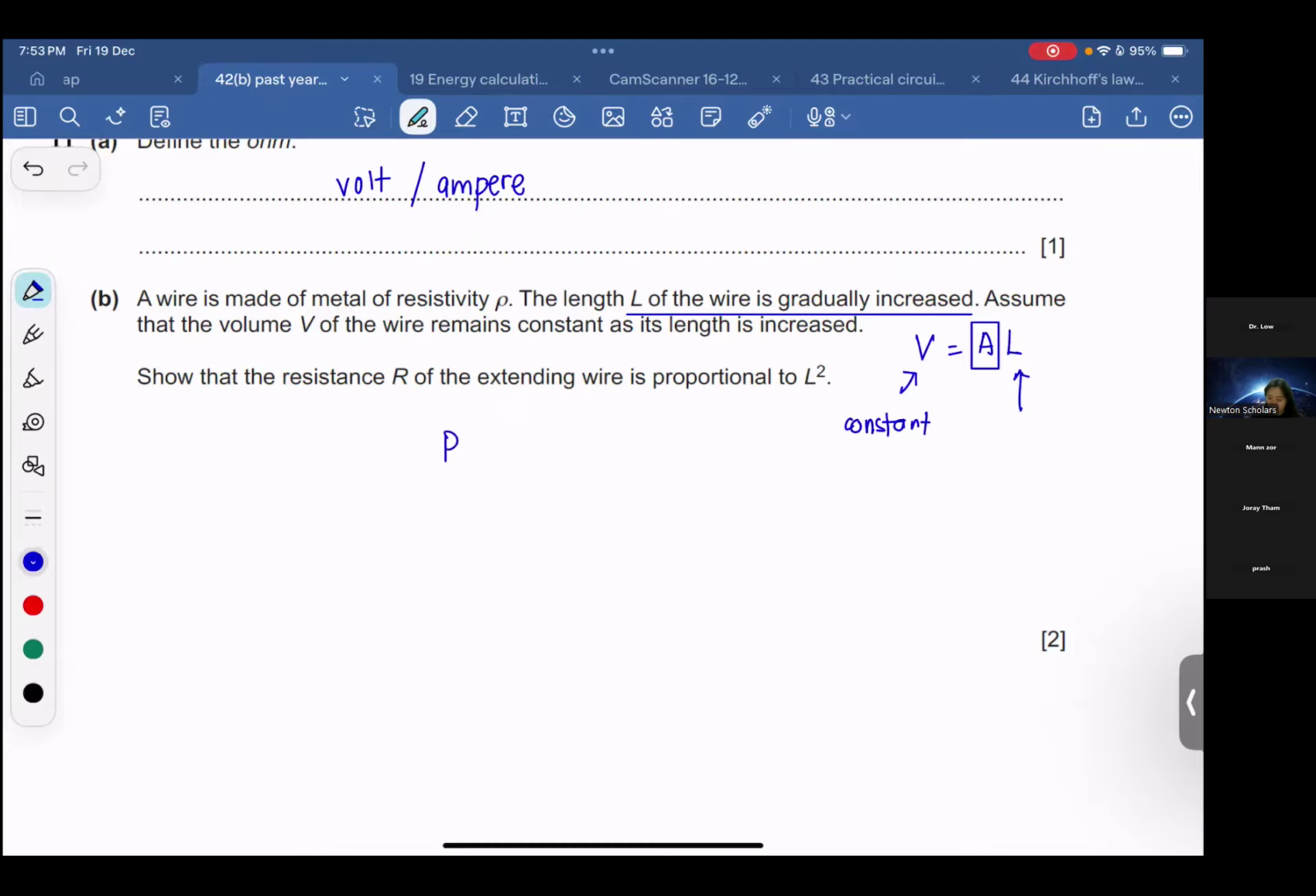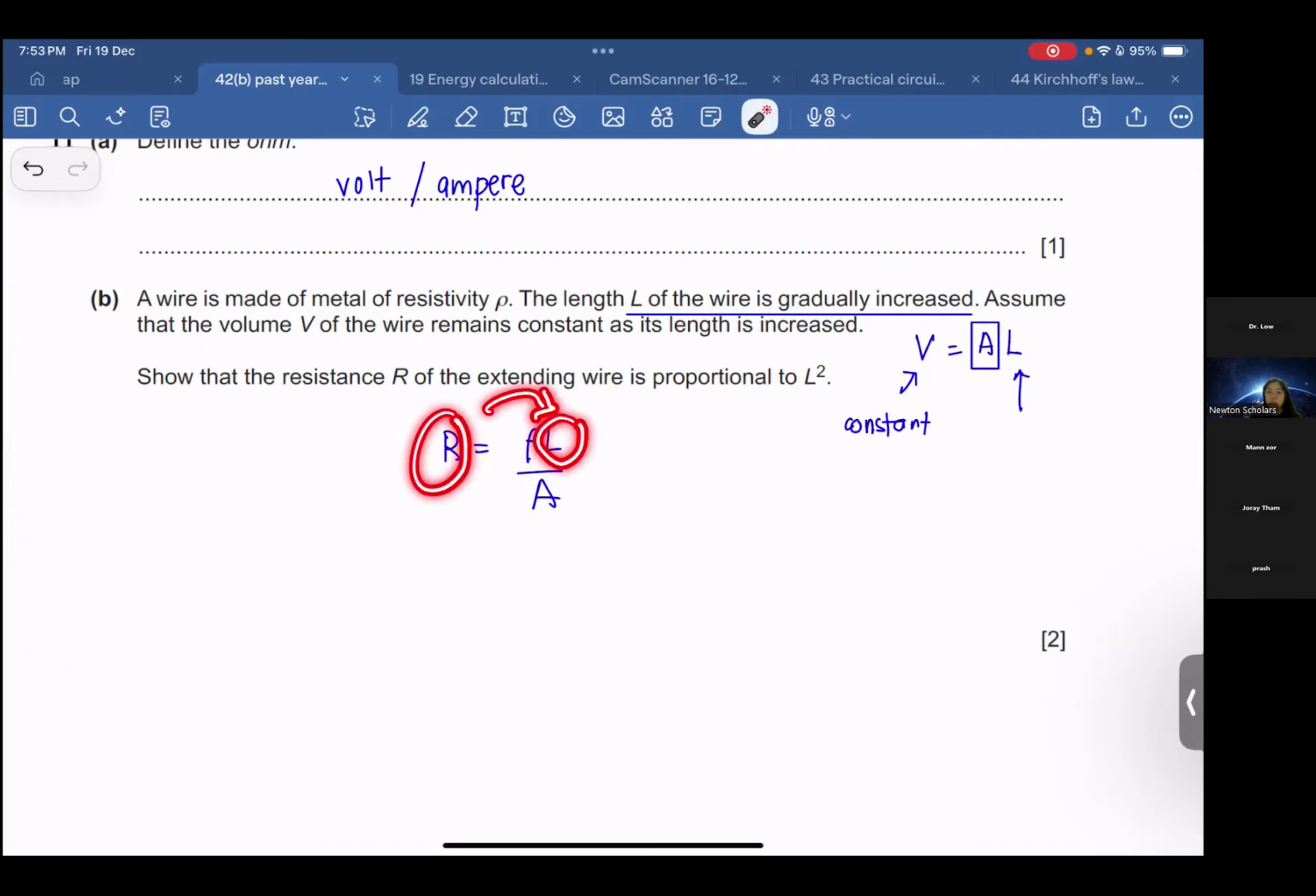So boys and girls, I start here with R equals rho L over A. They want you to compare the relationship between R and L. Normally, we can say R is directly proportional to L because resistivity and area are constant. But for this case, I cannot say R is directly proportional to L. The question tells you R is directly proportional to L squared. They ask you to prove it. I'll give you 30 seconds. Can you try before I give you the answer? Actually, in MCQ we did this question before.